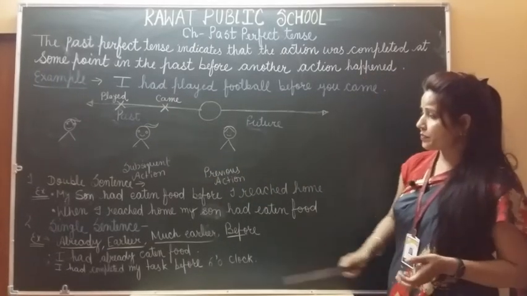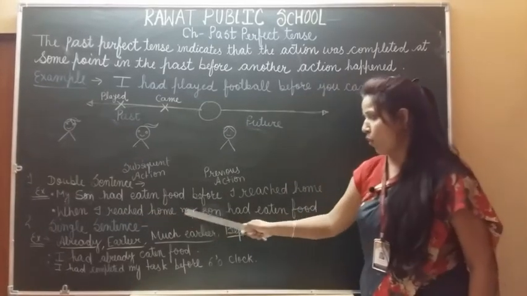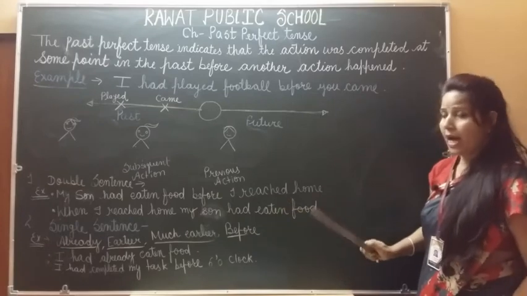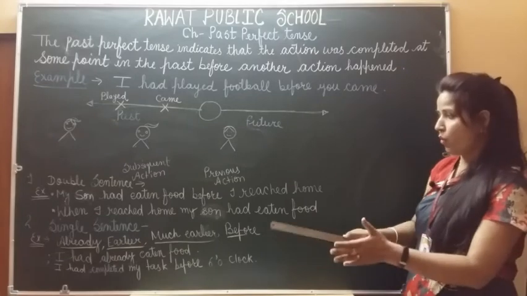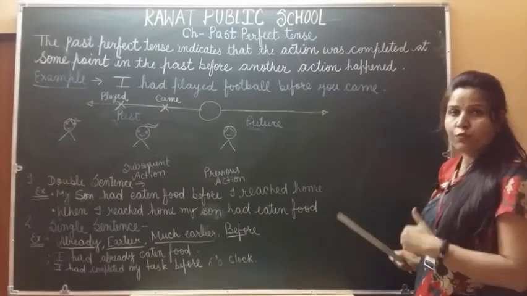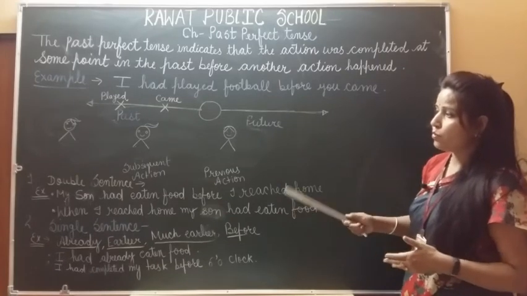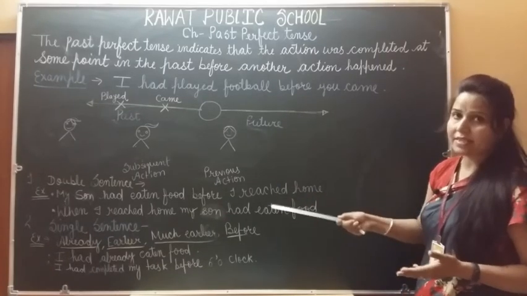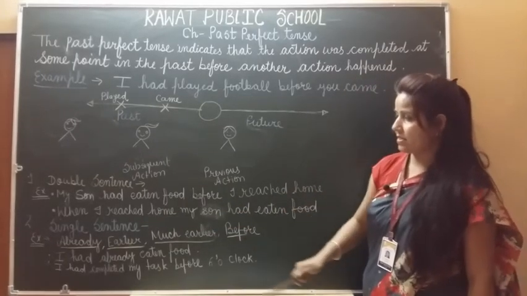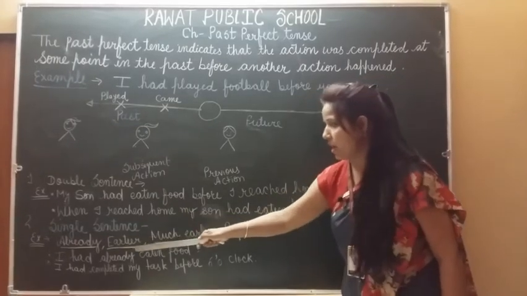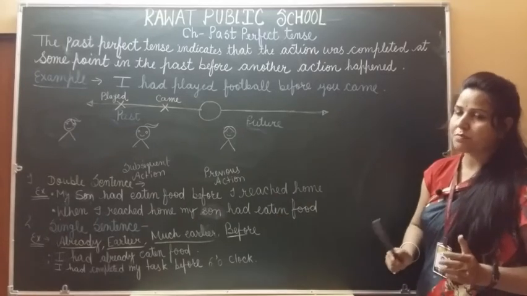Okay, so we can write this sentence in another way. When I reached home, my son had eaten food. So this is also a correct sentence. So we can use double sentences and single sentences. Let's see the single sentences of past perfect tense. We will use already, earlier, much earlier and before for single sentences in past perfect tense.